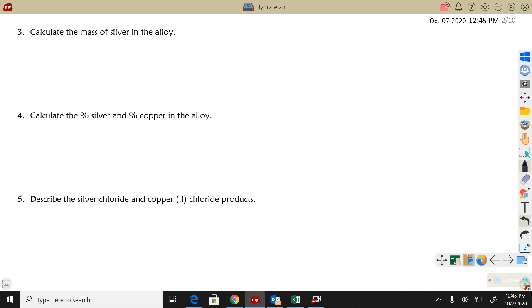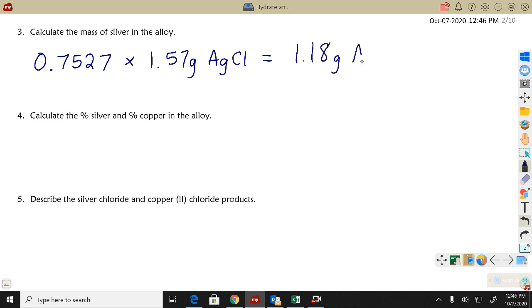And I know that of the precipitate, I'm going to use this as a decimal, 75.27% of that precipitate should be silver. So then I'm just going to multiply by the mass of my sample. 1.57 grams of silver chloride collected. Super easy. This is about 1.18 grams of silver then.